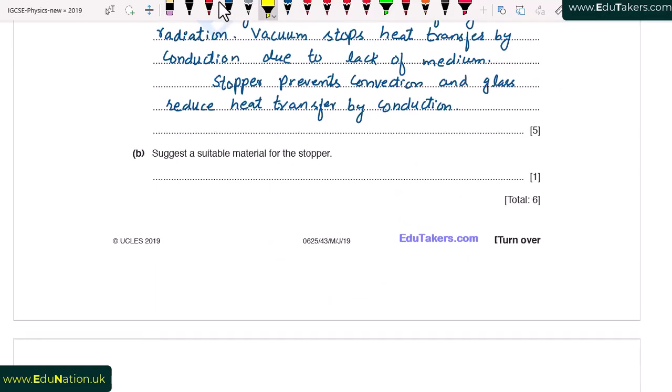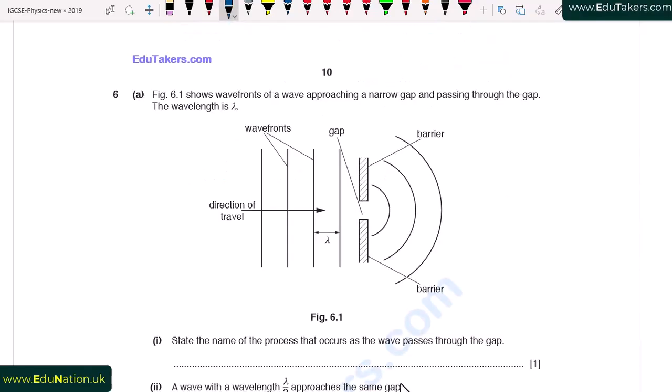Part B. Suggest a suitable material for the stopper. So stopper may be any insulating material just like cork, plastic or rubber. So I write here suitable insulator like cork or plastic.